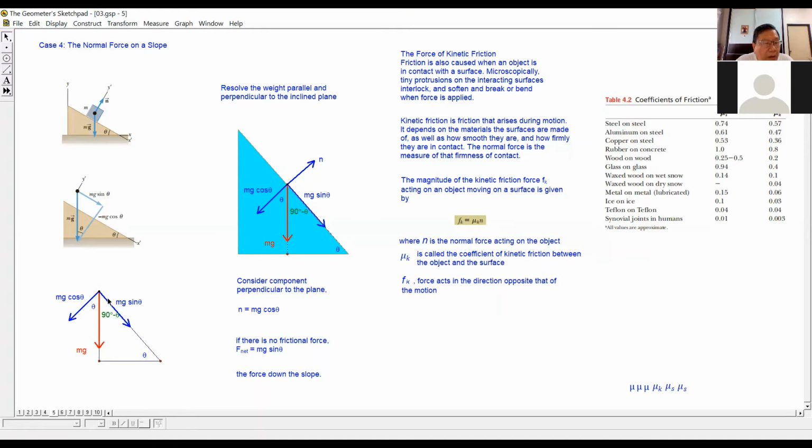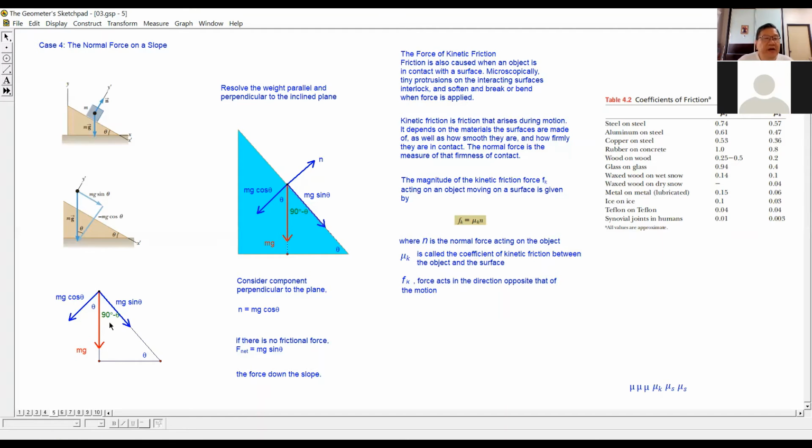And how about this component that is parallel to the inclined plane? Because it is not adjacent, it is opposite, this component will be mg sine theta. And it is always like that. The perpendicular component is mg cos theta, and the parallel component is mg sine theta.